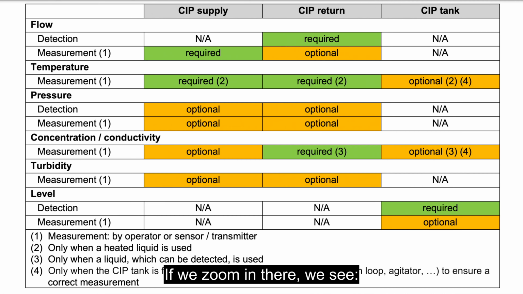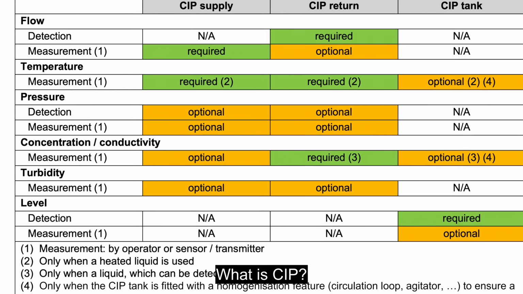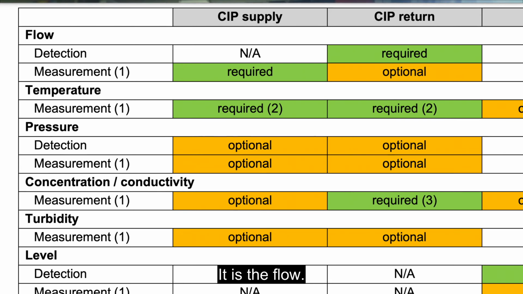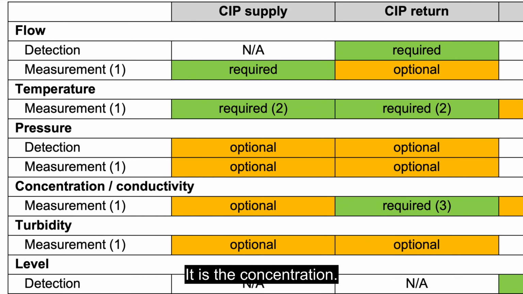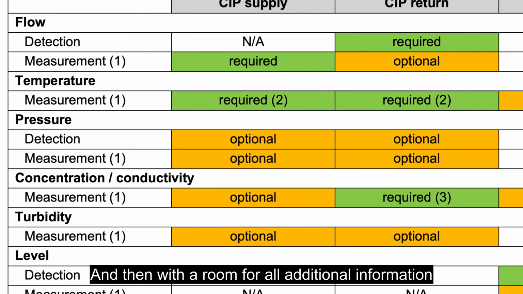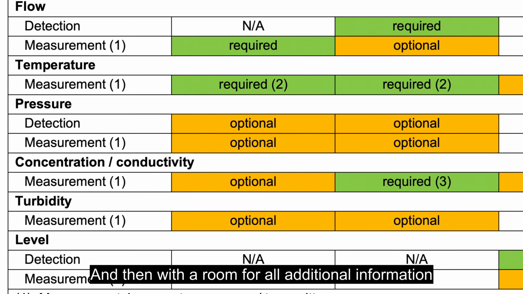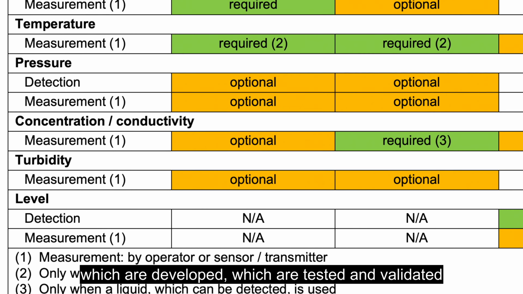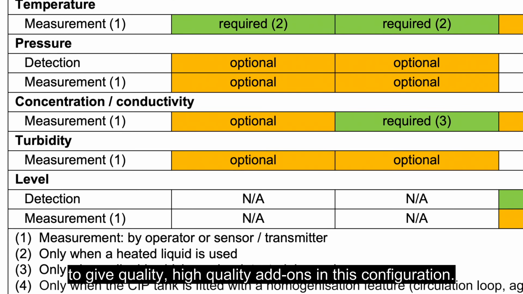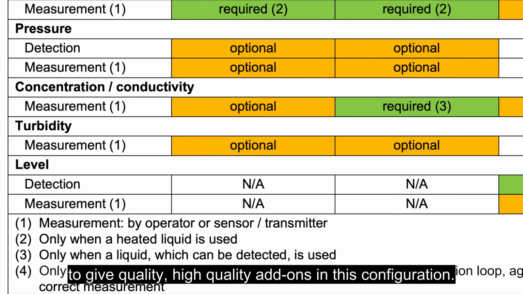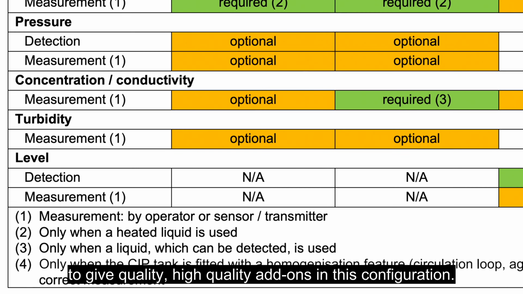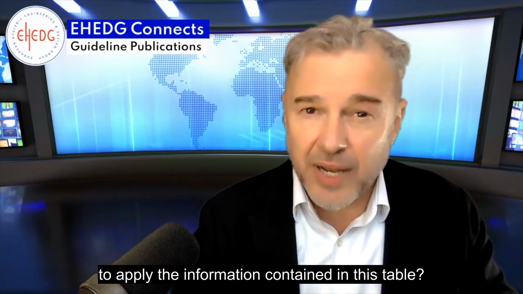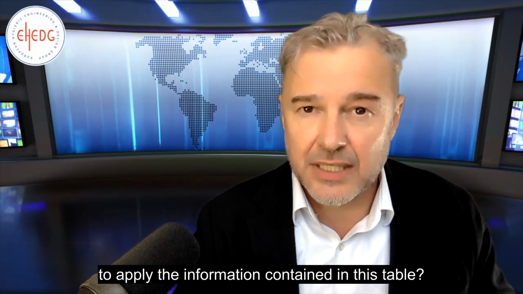If we zoom in there, we see what is CIP. CIP is running the parameters which are crucial. It is the flow, it is the temperature, it is the concentration, and then with room for all additional information and all new sensors which are growing in the market, which are developed, tested and validated to give high quality add-ons in this configuration. How exactly did the working group envision the end users to apply the information contained in this table?